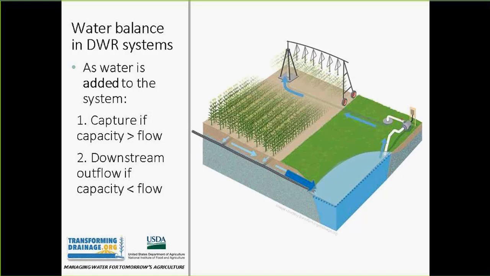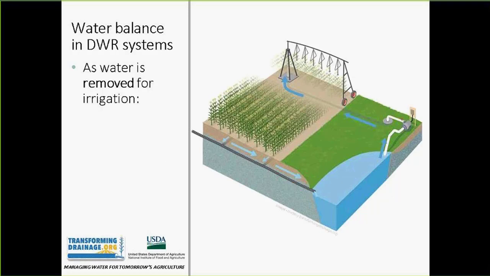Now, if capacity isn't there in the storage, if flow exceeds it, we're going to let that flow go on downstream. So that's a downstream discharge. We cannot hold it. We do not have the capacity.